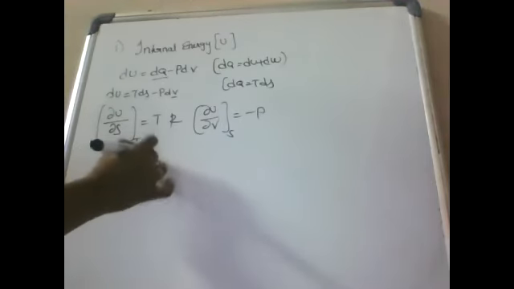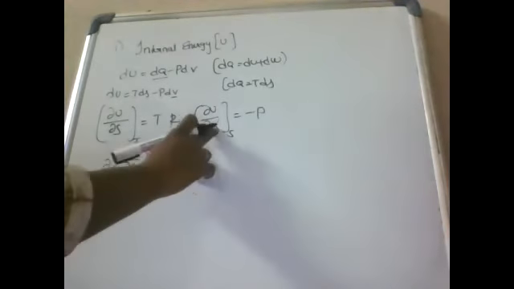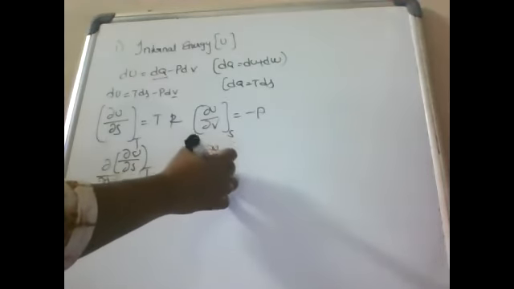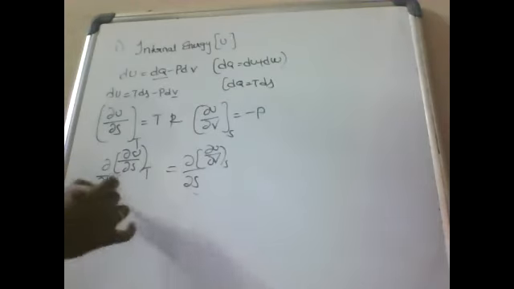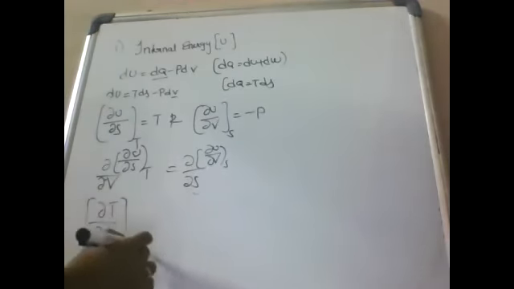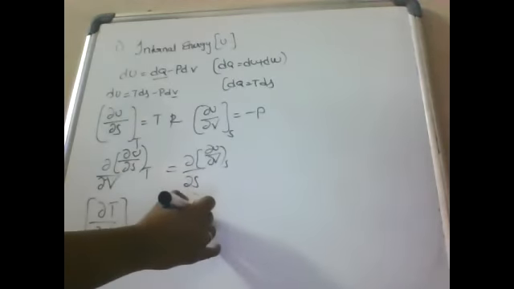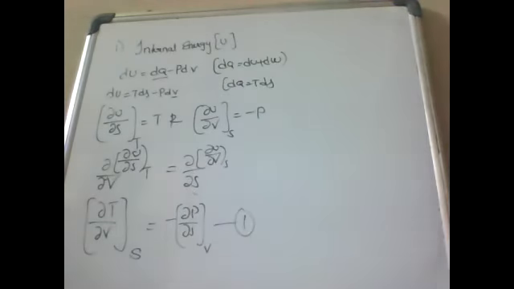∂U/∂S at constant V, the two values are equal. Already with respect to V completed, then we have to differentiate with respect to S: ∂U/∂V at constant S. So ∂T/∂V at constant entropy equals what is this value? Minus P, so minus ∂P/∂S at constant V. This is the thermodynamic first equation.